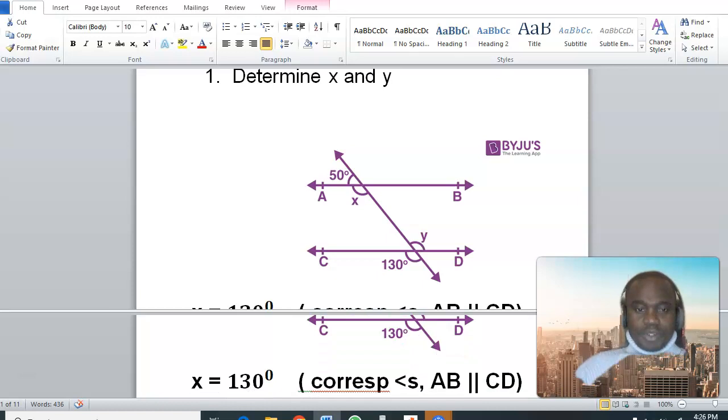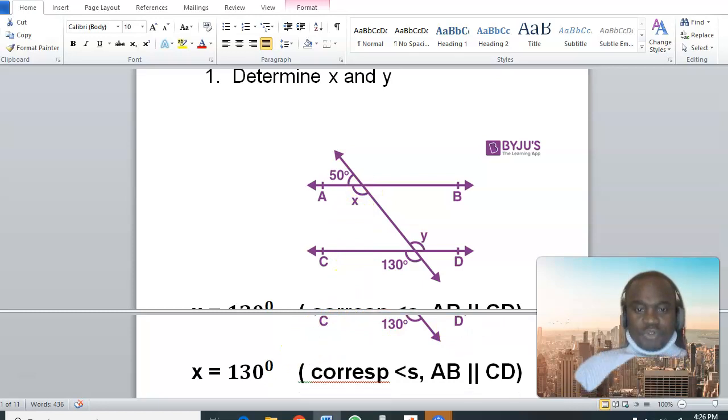Okay, so x is going to be 130. How did you get that? I'm going to show you.